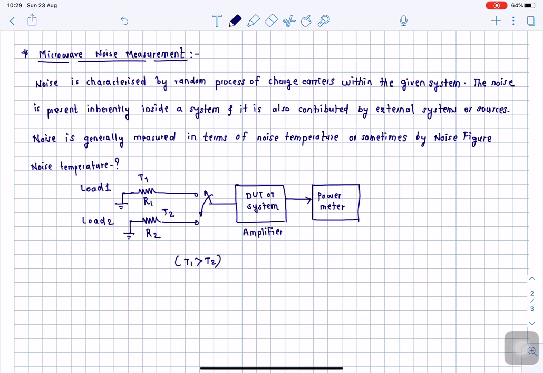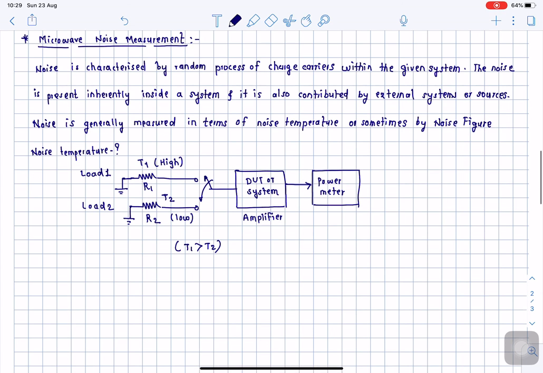So that means the first load is at high temperature and the second load is at low temperature. In order to calculate the amount of noise which will get generated when the device under test is connected to these two different loads, we are going to measure with the help of a power meter. This type of arrangement we make use of in order to quantify the effect of produced noise in the device under test. And typically the device under test is going to be an amplifier circuit in general.